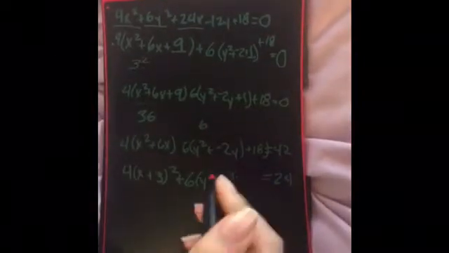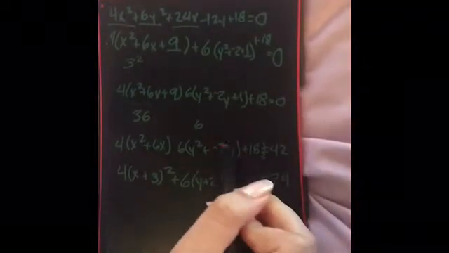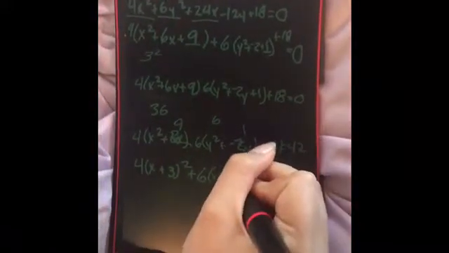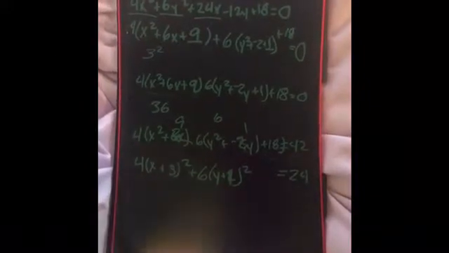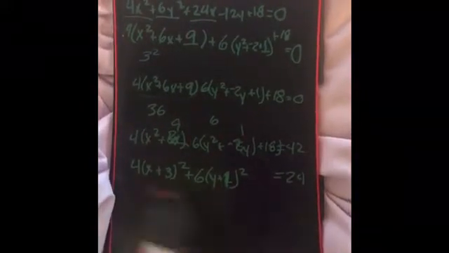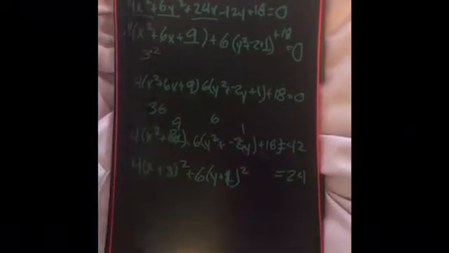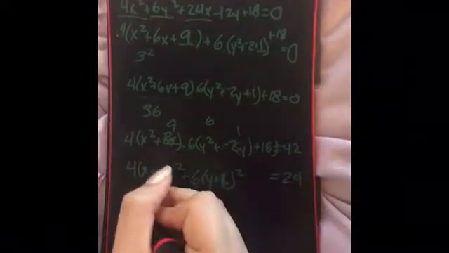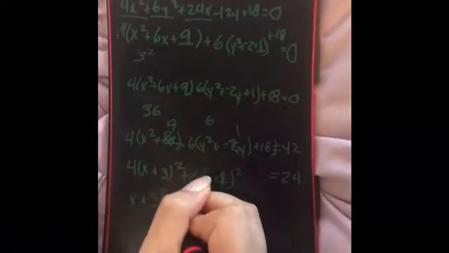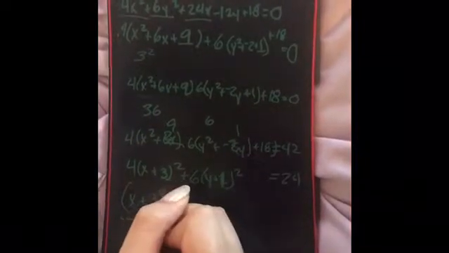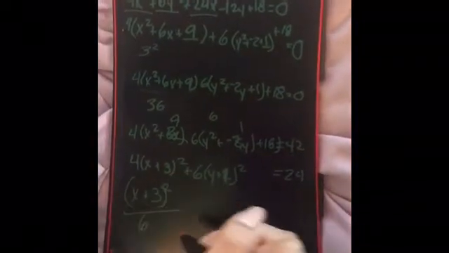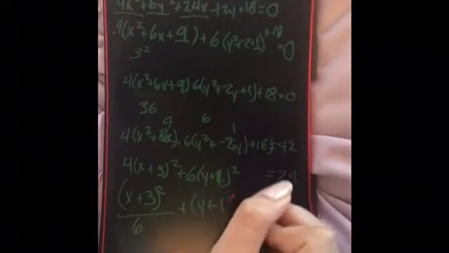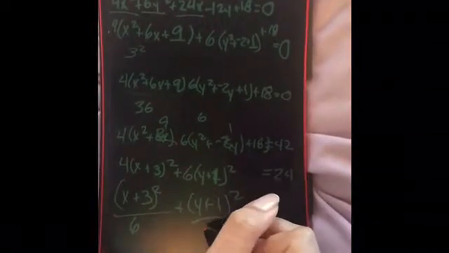Now actually, I did the wrong thing. We're actually doing our square, not this little guy. So this is going to be 1. Now that we have that, we're going to put it into our little spots. So we have 24 divided by 4 equals 6. So we have 6x plus 3 squared over 6, plus y plus 1 squared over 4.